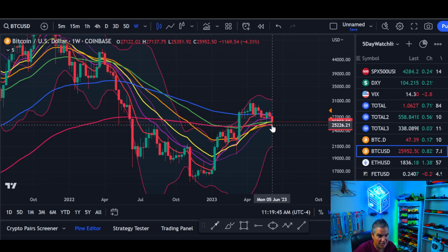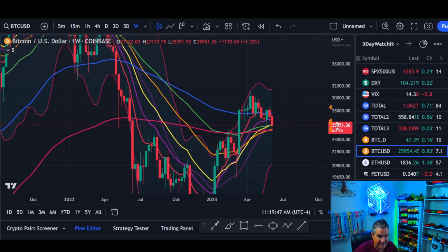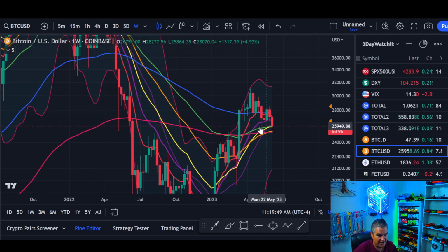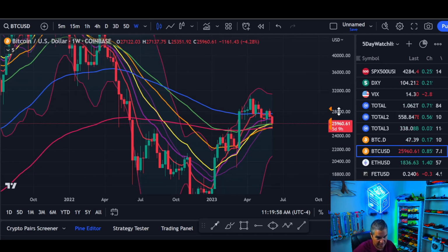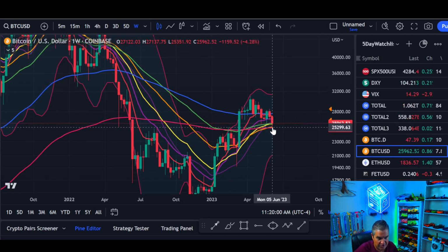Anybody that's telling you different is not educated enough to tell you that, right? Above the 200 week is bullish by definition. Okay. Don't let anybody else tell you different. It's not my opinion. That's what it is. So bullish until closing below the 200 week.